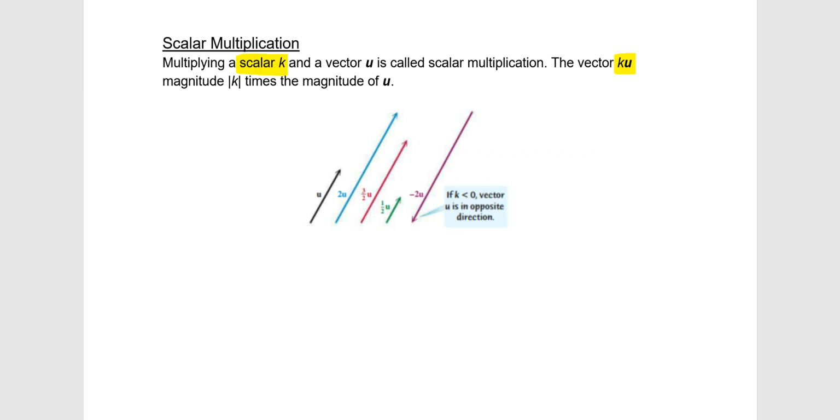So for example, if we have this vector u, and we multiply it by 2, that's going to give us double the length, double the magnitude of the original. If we have 3/2 times u, that's going to be 1.5 the magnitude, or 1.5 the length of u. If we have 1/2 of u, it's going to be u divided by 2. And then if we have negative 2u, it's going to be 2 times the magnitude in the opposite direction. So just notice that the arrow is in the opposite direction here.